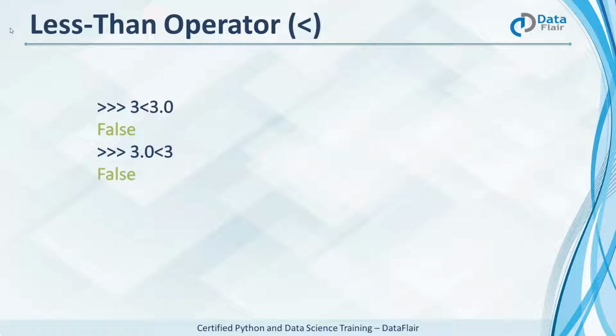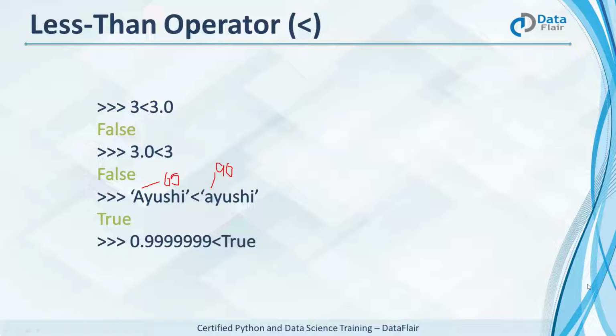Is "Abc" with a capital A less than "abc" with a small a? This is true because the ASCII for A is 65, but for a it is 97. Is this number less than true? Yes, because true is 1.